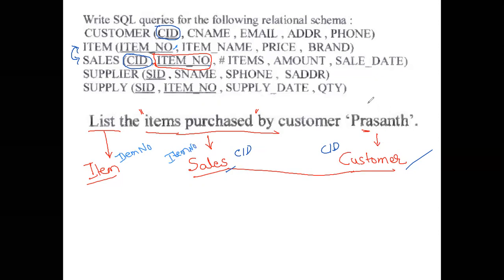Then, in order to put the condition for the customer Prashant, we can add a condition: the C name is equal to Prashant. So this is how we can build the queries. First we identify which tables are required, then we decide how to join the tables, followed by the conditions that are given in the query itself.